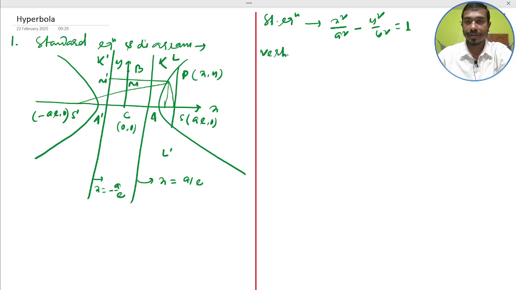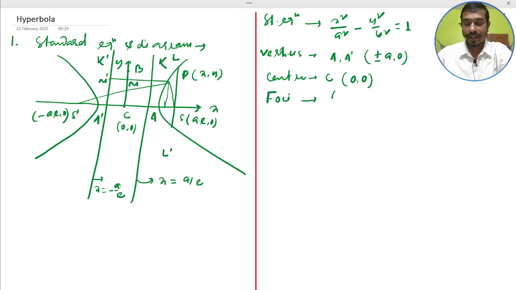Vertex, that is A and A dashed, that would become plus minus a, 0. This is the vertex. Center is C, defined as the point 0, 0. Foci, that is plus minus A E, 0.